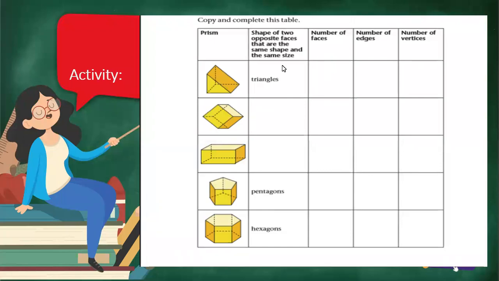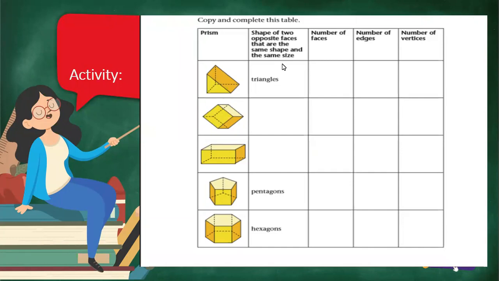So for number 4, the pentagons, it is 7 faces, 15 edges, and 10 vertices. So the correct one there for the edges is 15, not 16, and the number of vertices is 10, not 14. So the number of faces is 7, number of edges 15, and number of vertices is 10. Right, we can move to the last one.